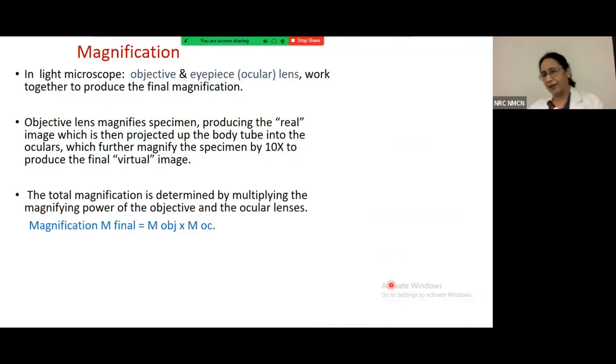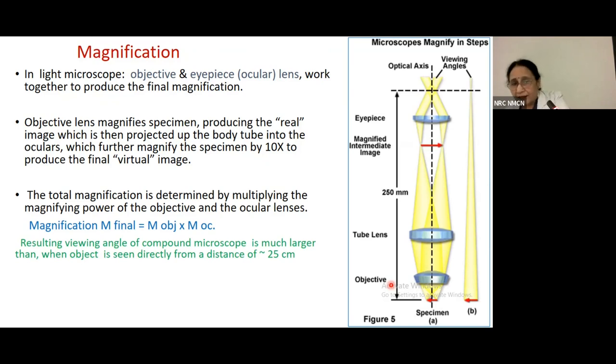So the total magnification is the magnification of the objective multiplied by the magnification of the oculars. This magnification results in a very large viewing angle of the compound microscope as compared to this, where the object is directly seen from a similar distance. This is 250 millimeter and this is 25 centimeter. So this is the magnification.